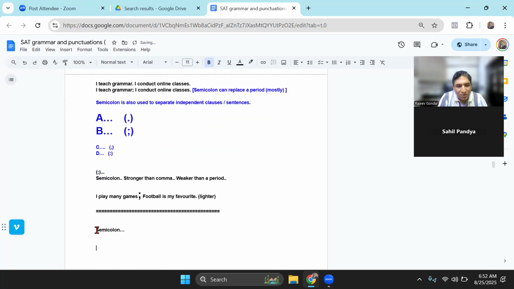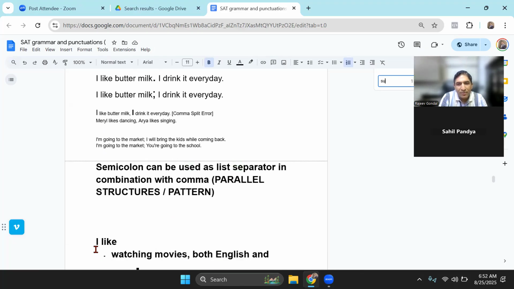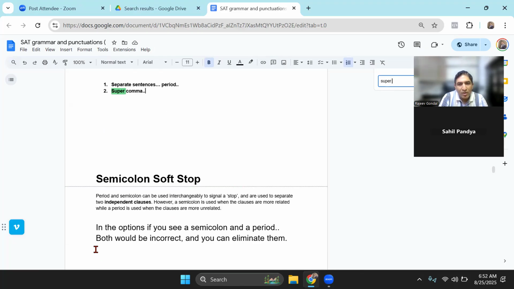One is you can separate sentences. So the way you use a period, you can use it in a similar way. That's one. We have seen this. Where else? It is also used as a super comma. Okay. Let's take some examples of semicolon used as a super comma. Yeah, super comma. No, semicolon. Okay, so here I have some examples.